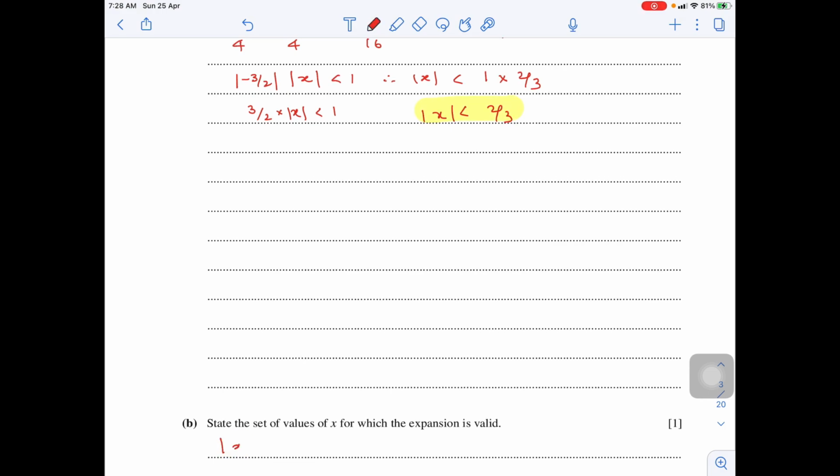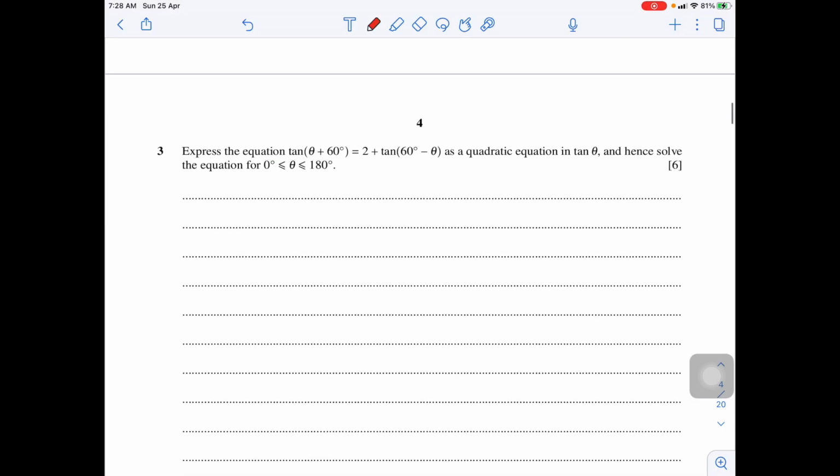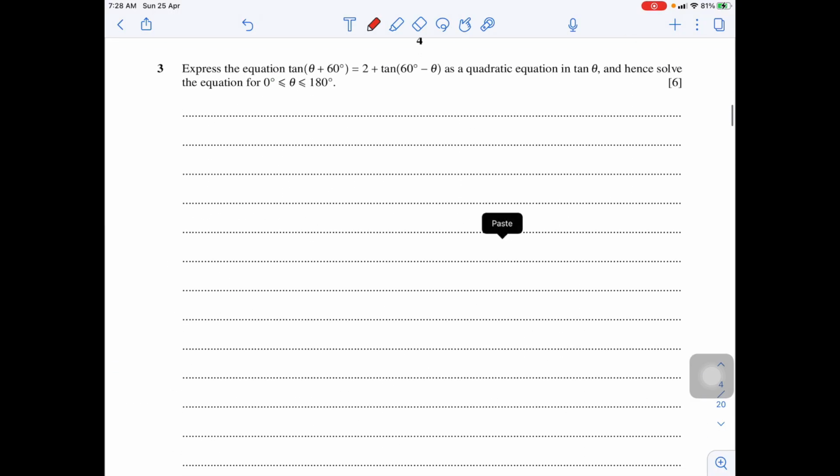All right. In fact, that's the second condition. Yes, state the values of x for which the expansion is valid. So I can just write that modulus of x is less than 2 over 3.